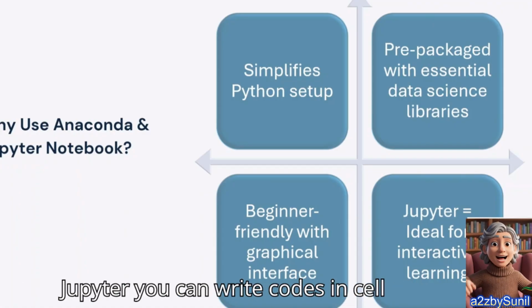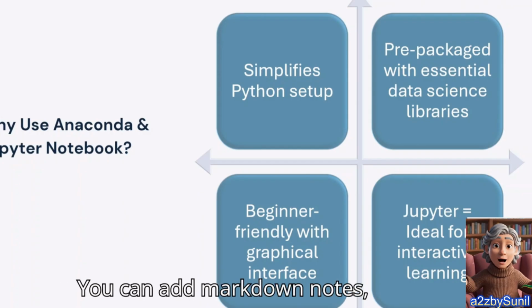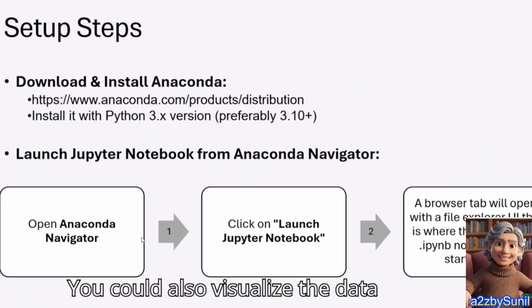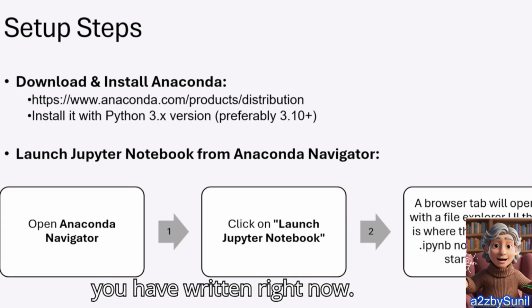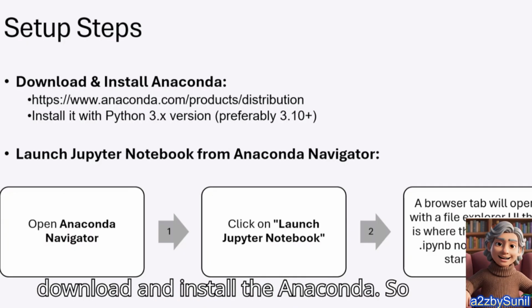So with Jupyter, you can write code in cells and run them all at once. You can add markdown notes, explanations and images. You could also visualize the data directly below the code that you have written. Right? Now we'll go and download and install Anaconda.